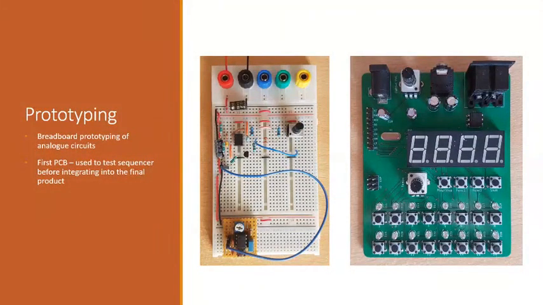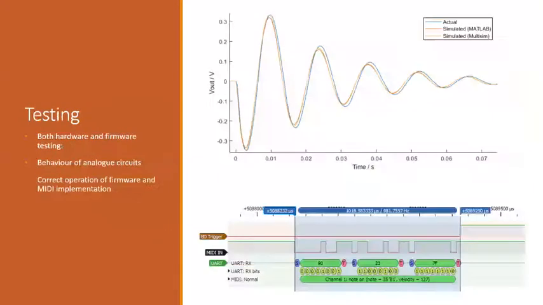The early stages of the project involved development of the analog circuits via breadboard prototyping. Before construction of the final PCB, a prototype PCB was made containing only the sequencer circuitry, which allowed it to be tested on its own before combining it with all the analog circuits in the final product.